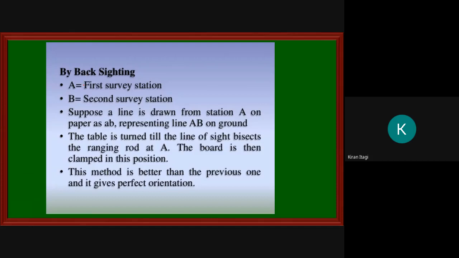You know what is foresight and backsight. By backsight, A will be our first station, B will be our second station. Suppose a line is drawn from station A on paper as ab. See, this is my station A, and this is my station B, and this is my paper. A line is drawn, and we will call it ab, representing the line on the ground, means our line of sight, this one.